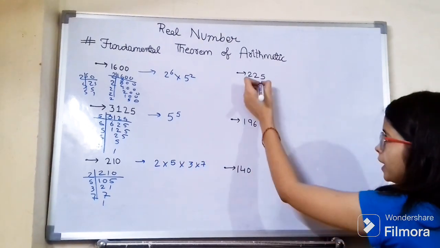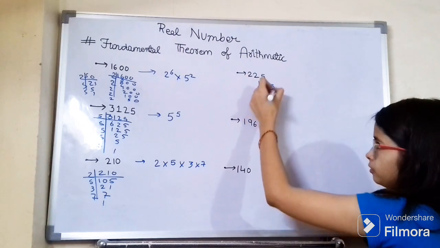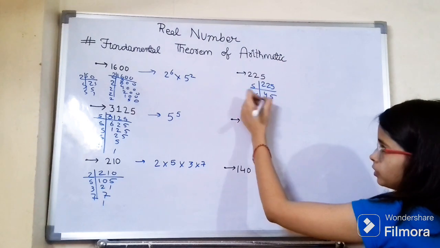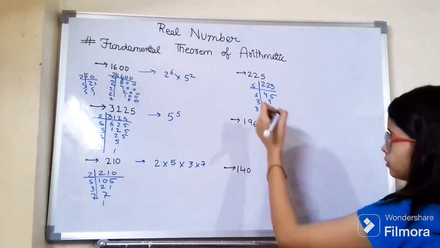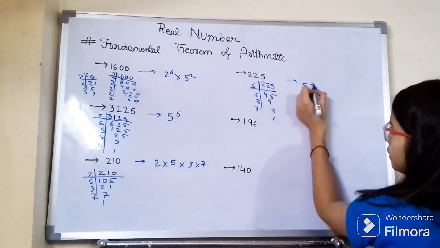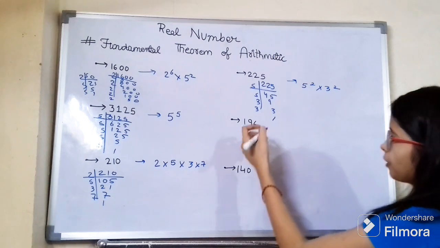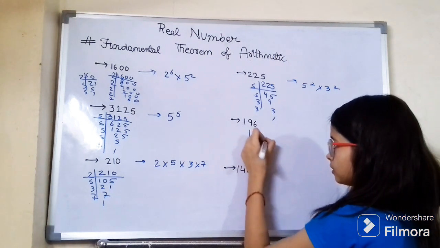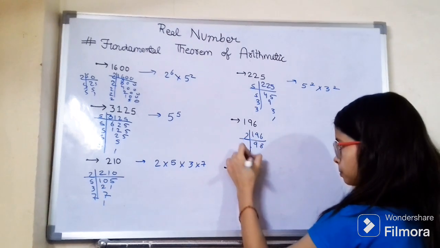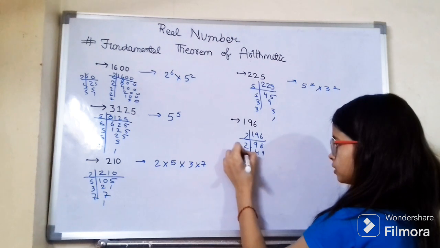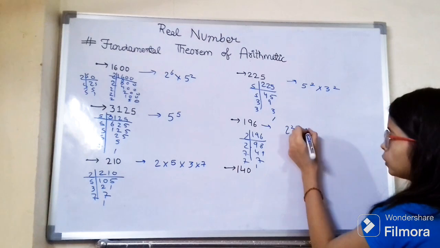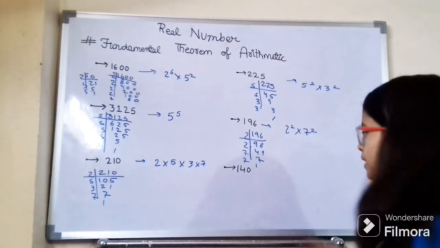Our next number is 225. We can write 225 as 3 square into 5 square. The next number is 196. We can write it as 2 square into 7 square. Now the next number is 140.